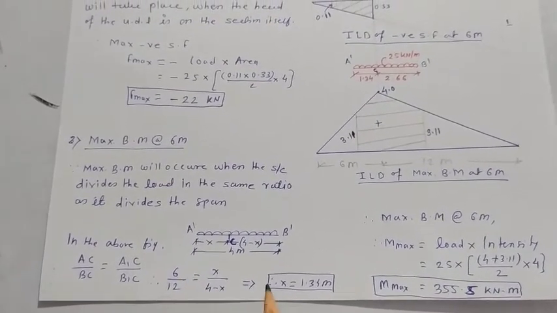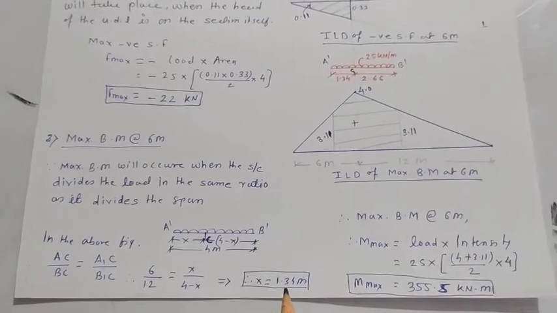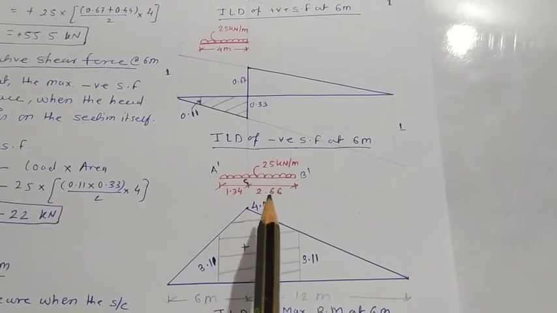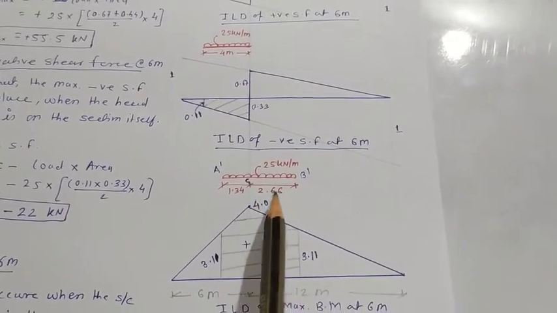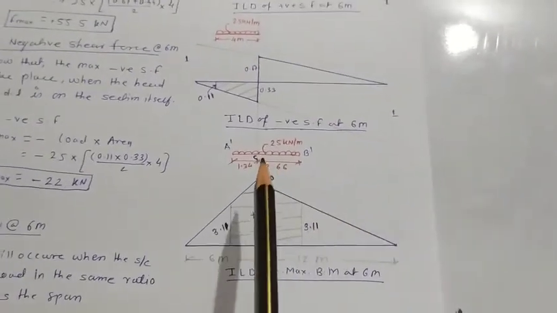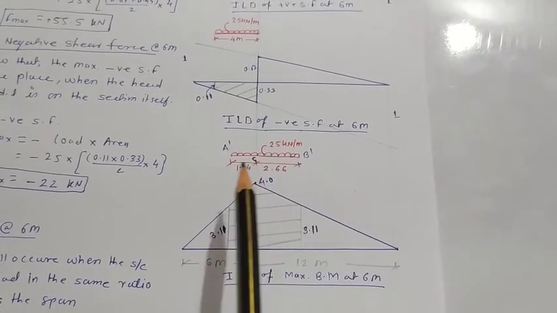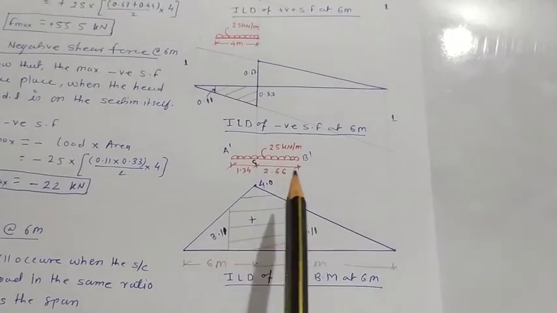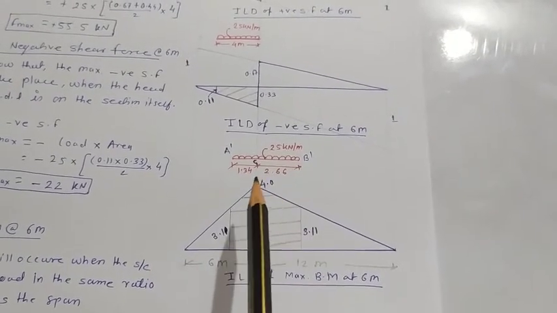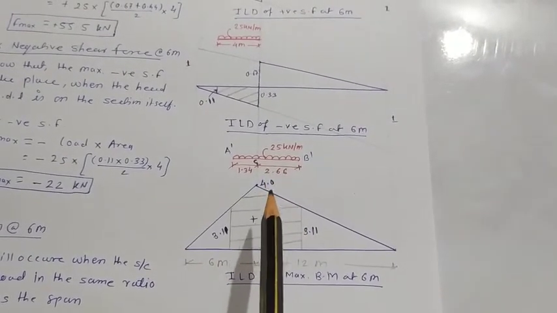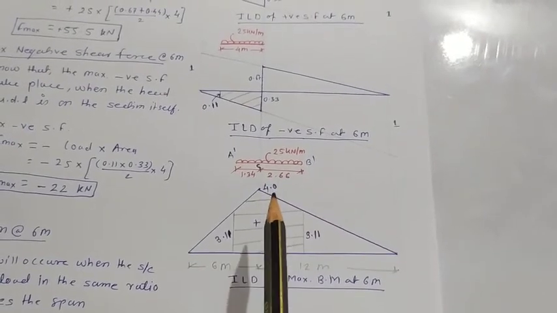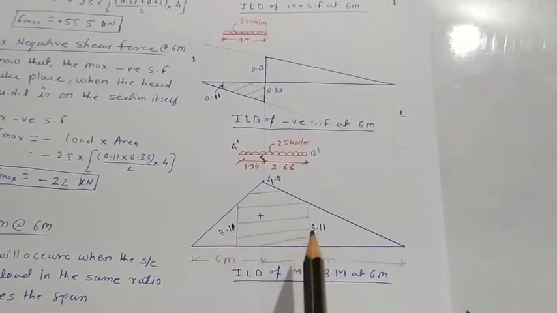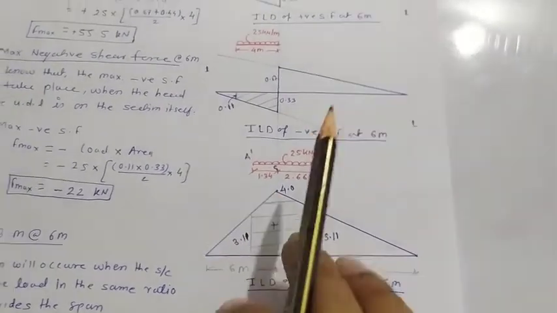From this equation you will get the value of x, okay, 1.34. So this becomes 1.34, this becomes 2.66, total is 4. Okay. So we have to place the UDL in such a fashion that AC becomes 1.34 and BC becomes 2.66. From AB by L we can calculate the value of this point. Okay. With respect to this one we can calculate this one and this one. Okay. Fortunately both values will be the same.